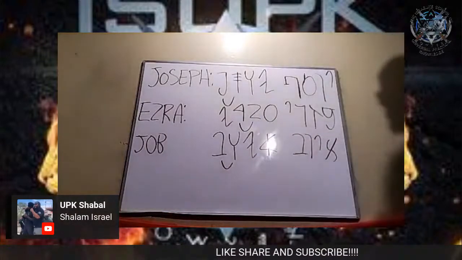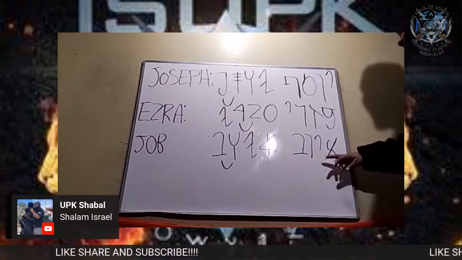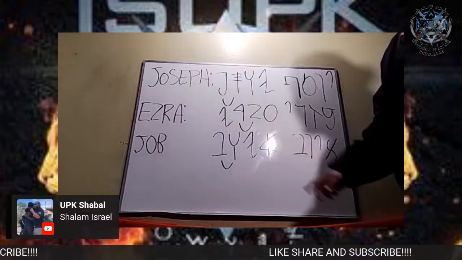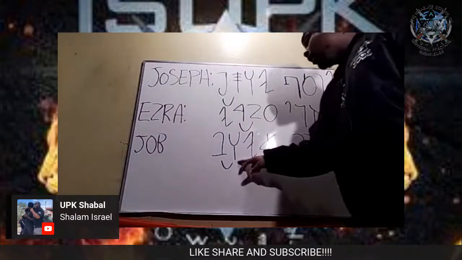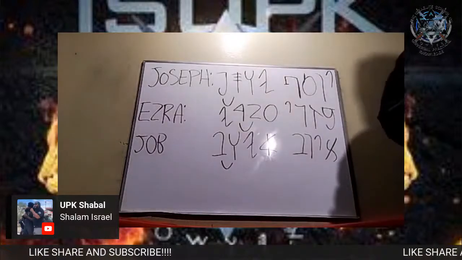Job, Ayawab. You understand? Syrian spelling over here. I, Yah, Wah, and Ba characters. To the left of that, ancient spelling. I, Yah, Wab. The Wah and Ba characters connect at the end of that word.